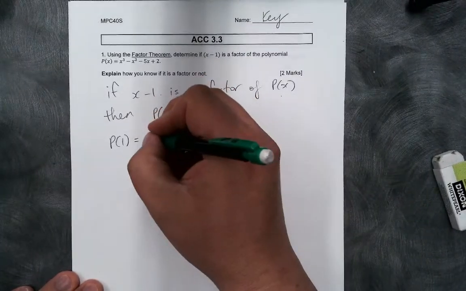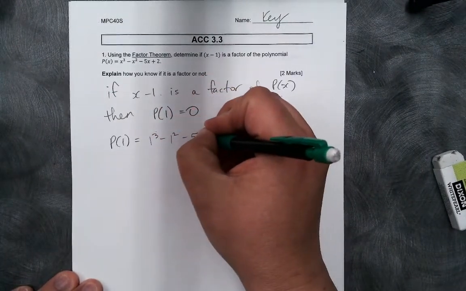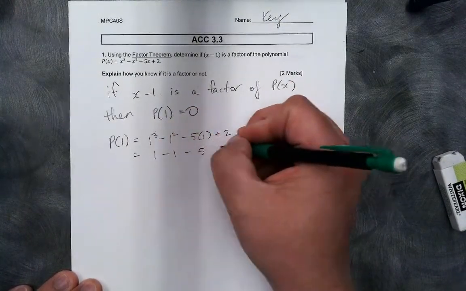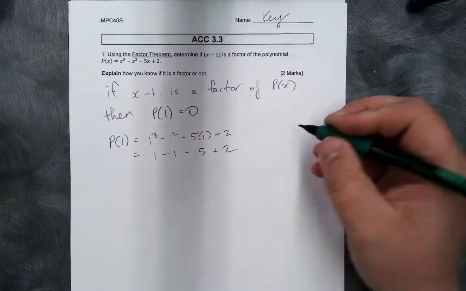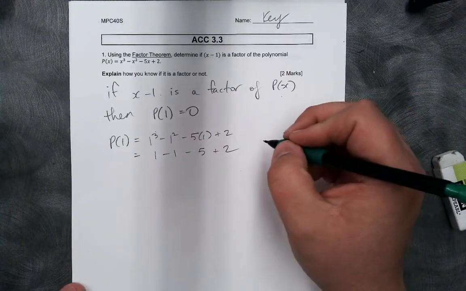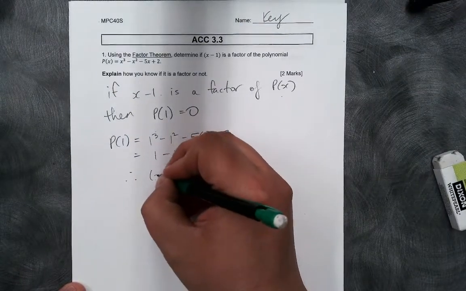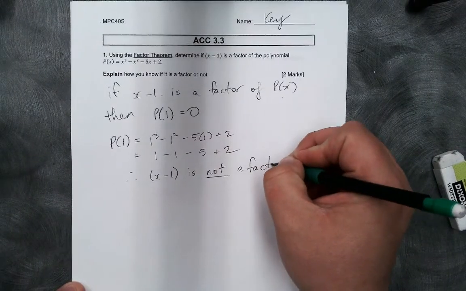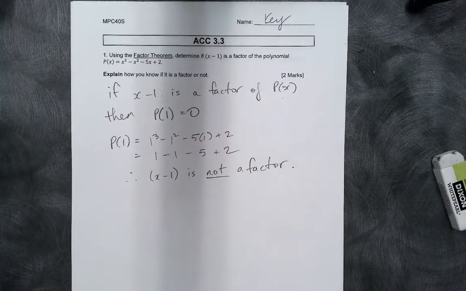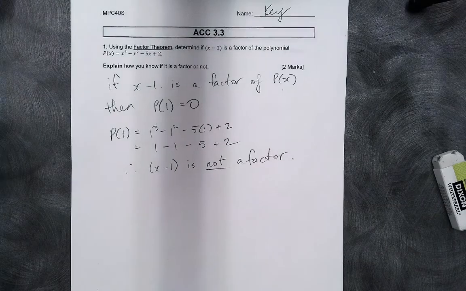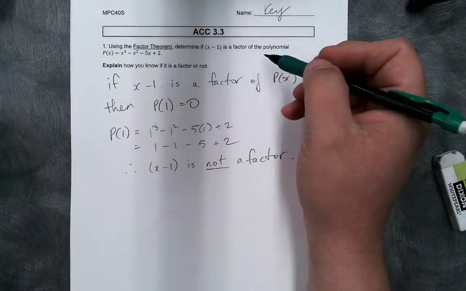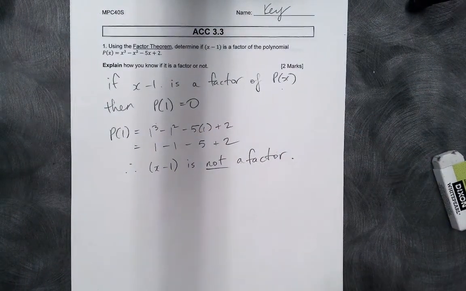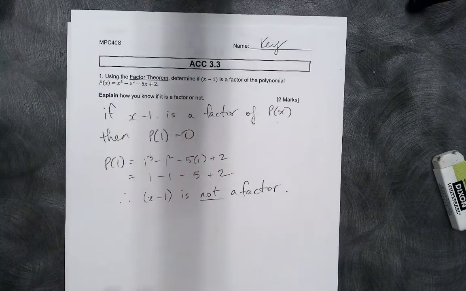So p of 1 would be 1 cubed minus 1 squared minus 5 times 1 plus 2, which is equal to 1 minus 1 minus 5 plus 2. And as you can see, that's clearly not 0. 1 minus 1 is 0. Negative 5 plus 2 is negative 3. So therefore, x minus 1 is not a factor. And you could have, of course, figured that out by also just long dividing this or synthetically dividing and finding that there's a remainder, in which case you know it's not a factor. But this was less work, so I approached it that way. So there's the first 3.3 one.